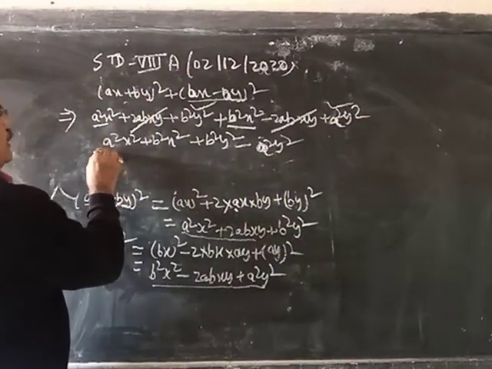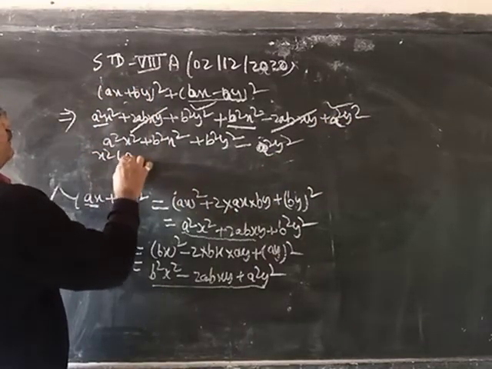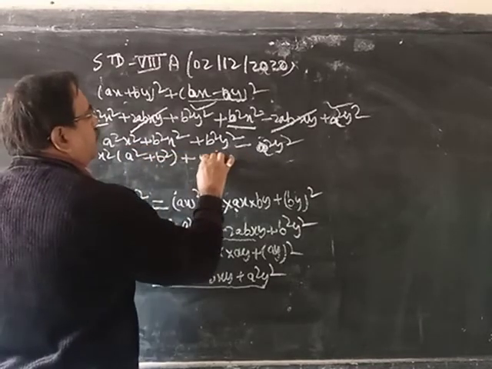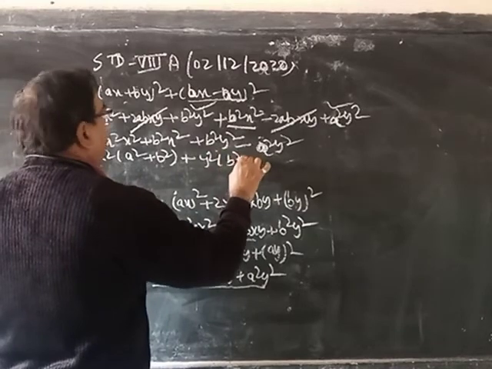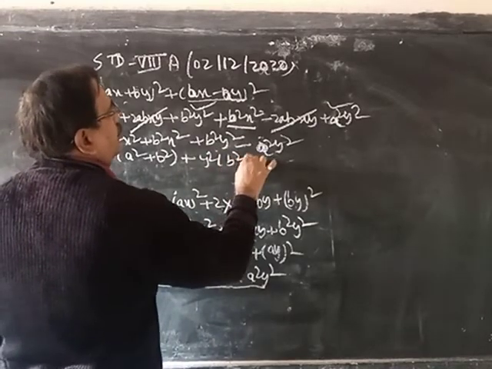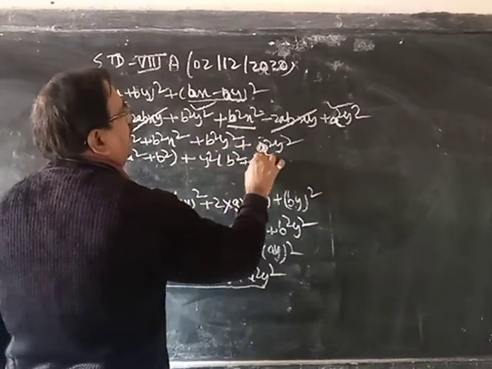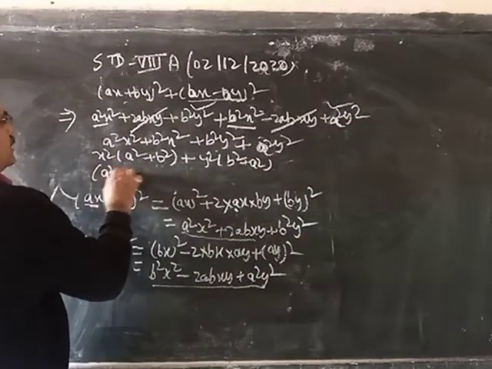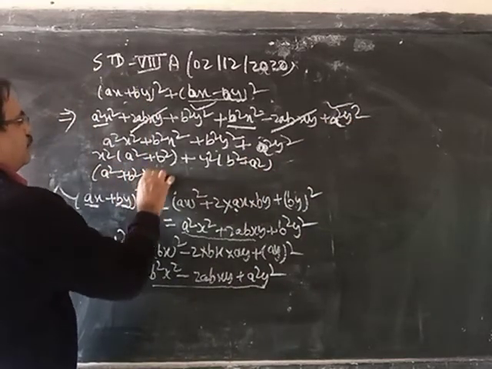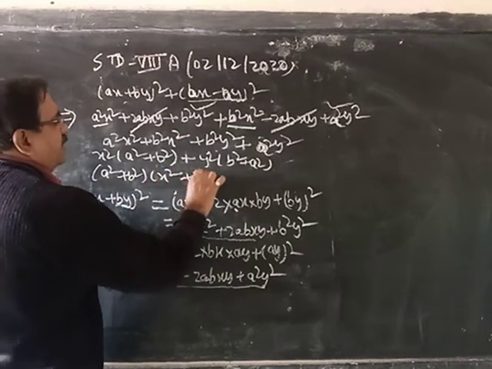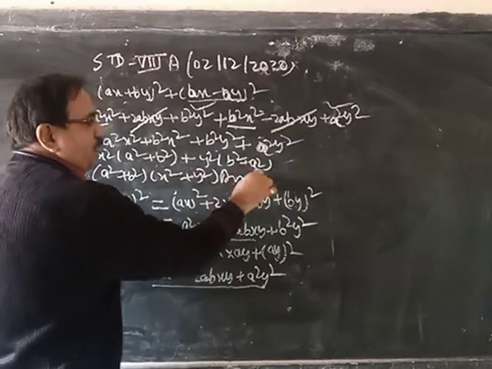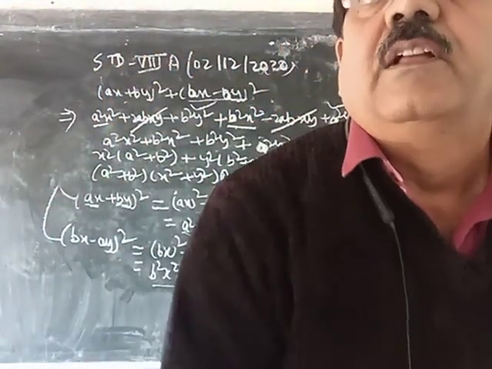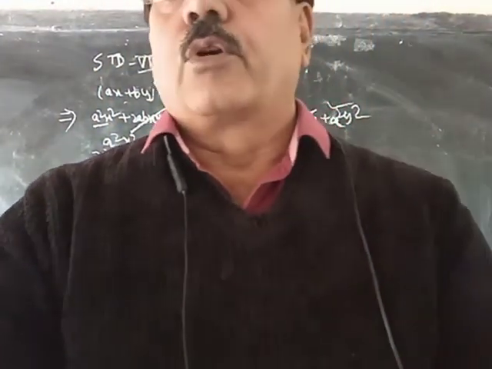So we have a squared plus b squared times x squared, plus b squared plus a squared times y squared. What is common here? x squared. What is left? a squared plus b squared. What is common here? y squared. What is left? b squared plus a squared. So on the whole, what is common? a squared plus b squared. What is left? x squared plus y squared. And this is our answer. Right? Thank you very much. Next I will solve some more questions.